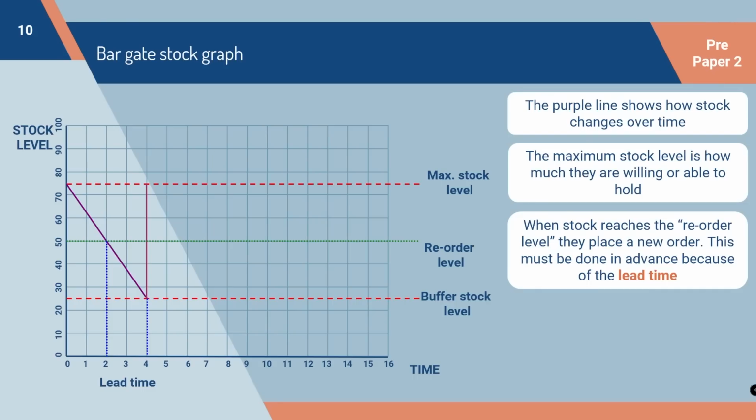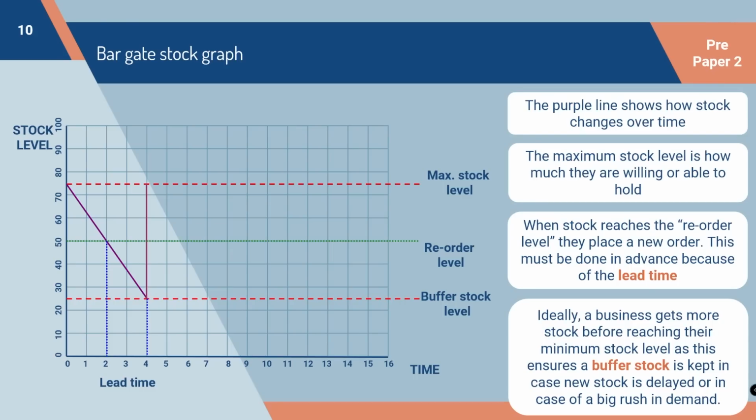Now, what you'll see at the bottom is this new line called the buffer stock level. This is the minimum level that we want to keep. Clearly, the business doesn't want to go below that level. That might just be their backup in case they have an exceptionally high level of demand. Generally speaking, they're trying to make sure they can always please their customers. They've always got some, so they keep it at that rate. Now, ideally, we get that new stock before we reach our minimum stock level, because that means we've got that buffer stock in case new stock is delayed, for example, or there's a big rush in demand.